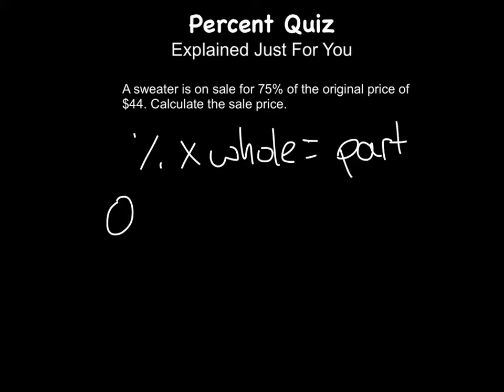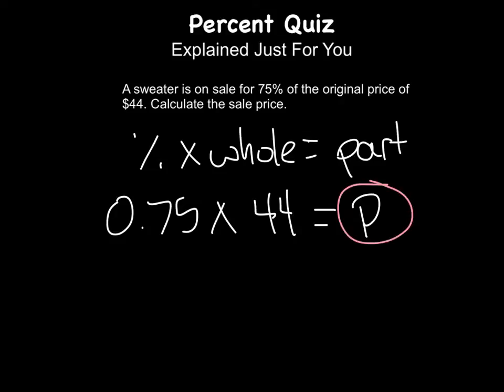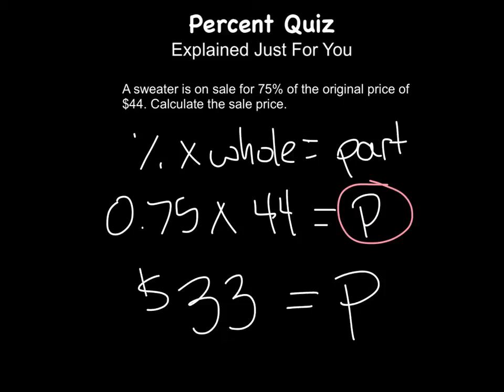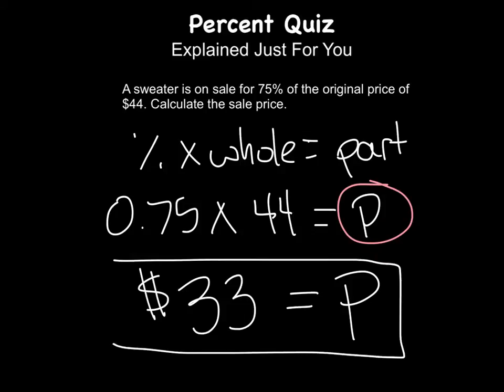Percent would be 75%. Remember, I'm going to write it as a decimal. Times my whole is going to equal my part, which is what we're looking for. So when I do 75% times 44, P equals $33. So my sale price would be $33. Again, I just used my percent times whole equals part. This is another thing that we talked about on our video.